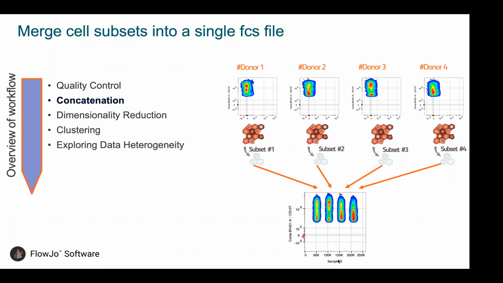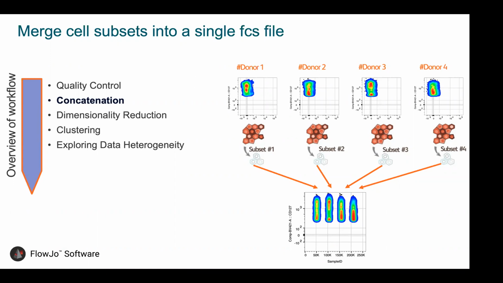And then we can distinguish the different samples based on the sample ID keyword. That is a parameter that is generated, where the sample ID corresponds to the different donors that we merged together.